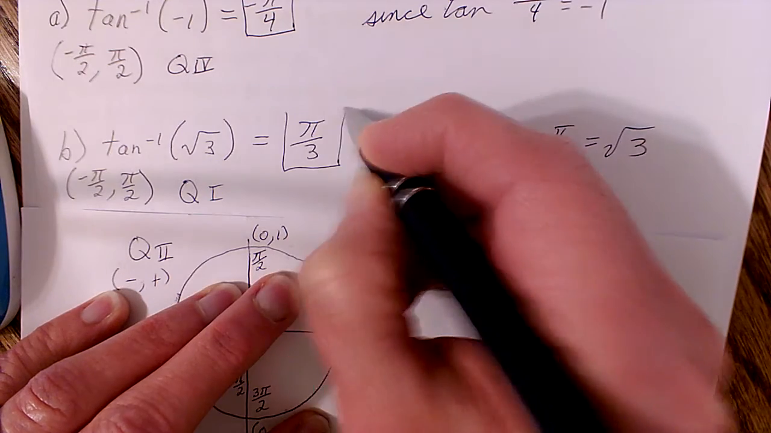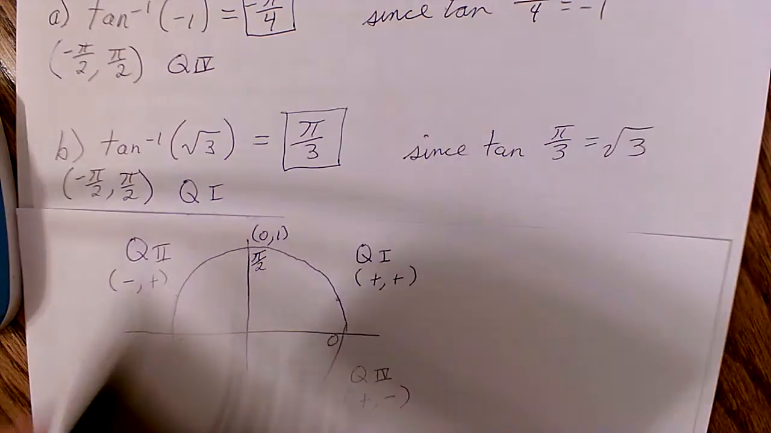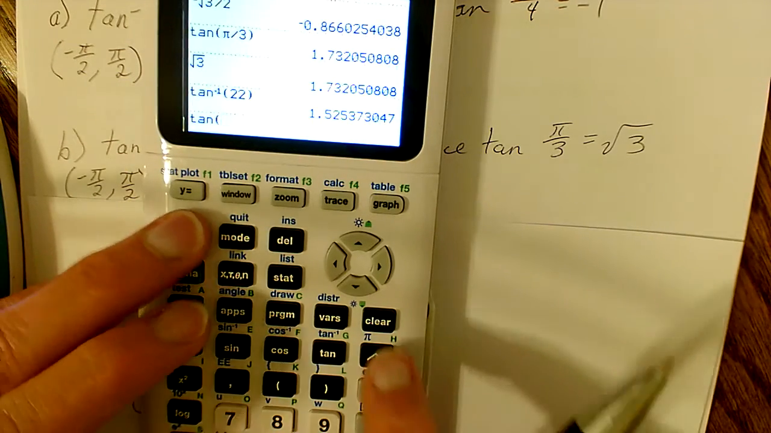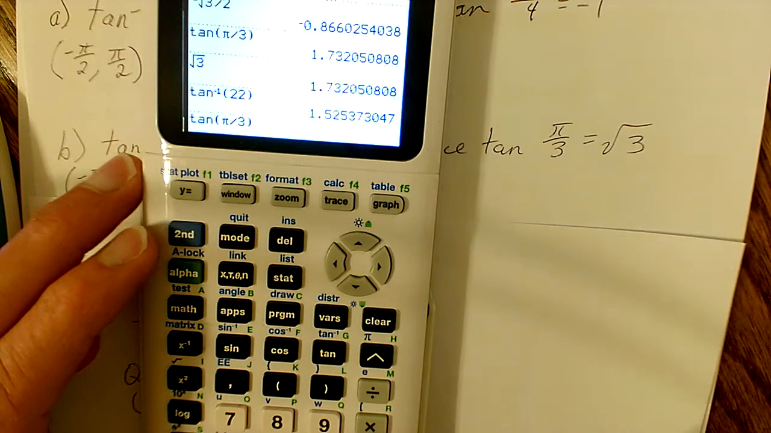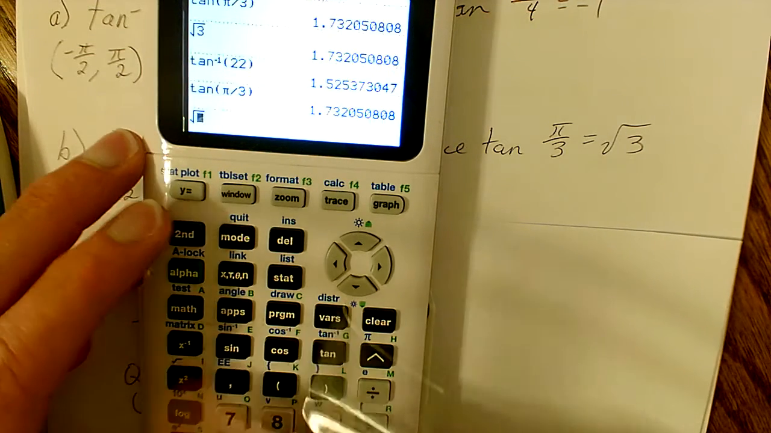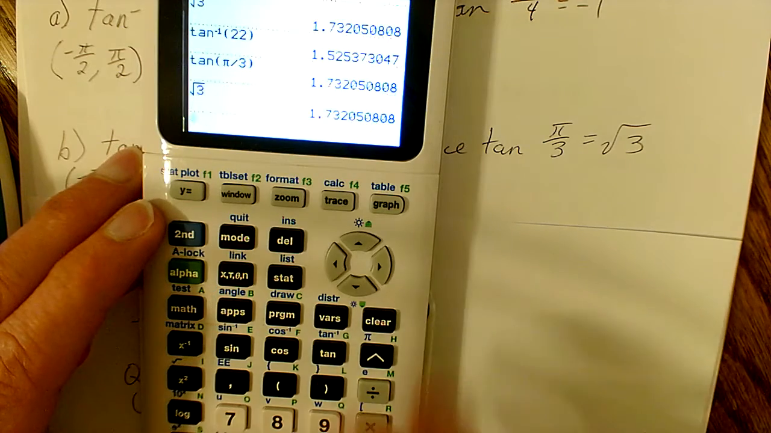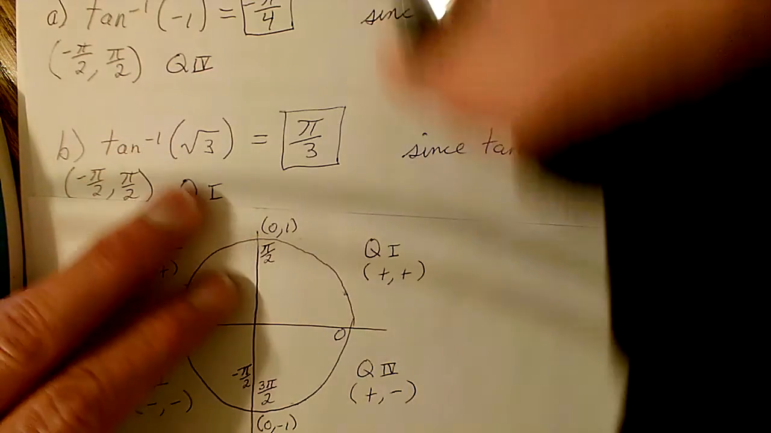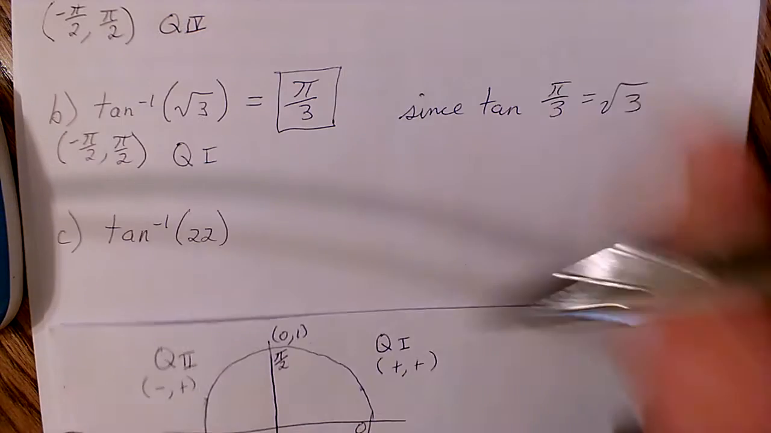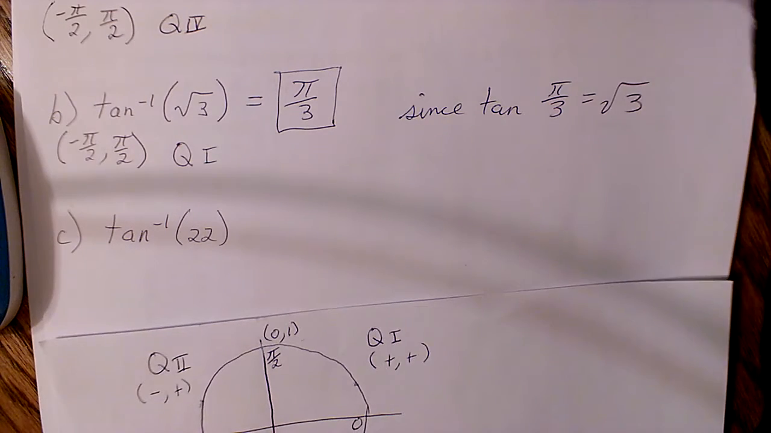Again, you can use your calculator to check these to make sure you're getting the right answer. So on a test, if we want to make sure we've got the right answer, we can say, okay, let me check that. If I take the tangent of pi over 3, I get this number. Well, what is the square root of 3? The square root of 3 is the same number. So indeed, we got the right answer on that one. Let's look down here at the inverse tangent of 22.